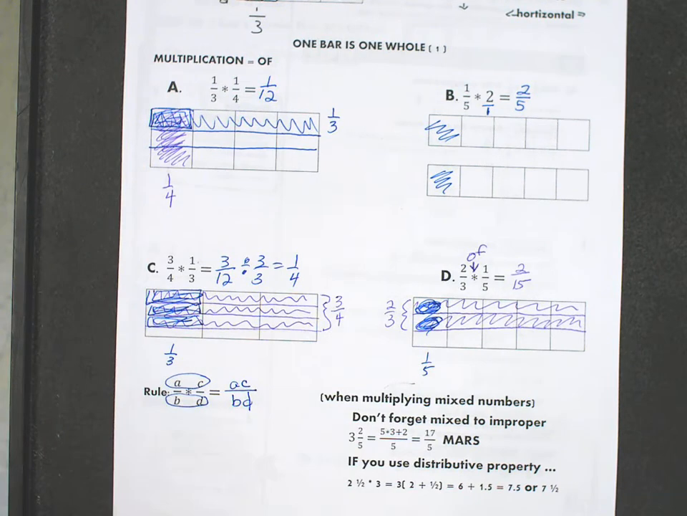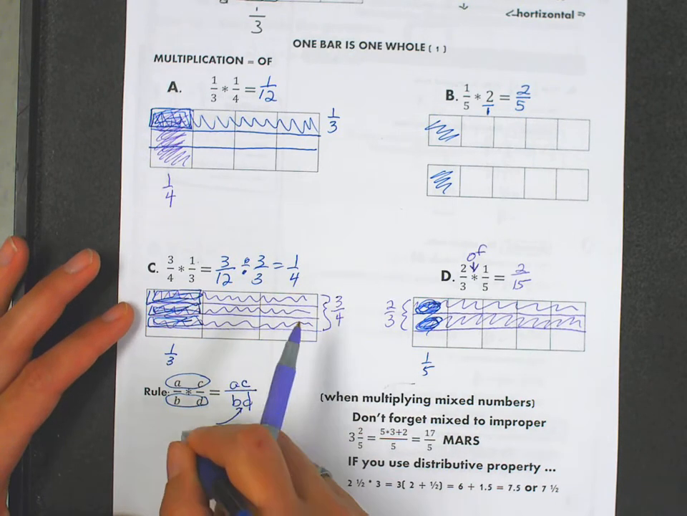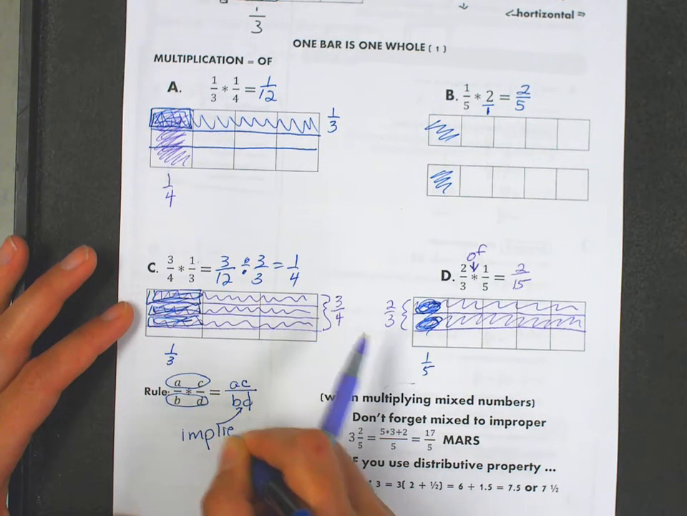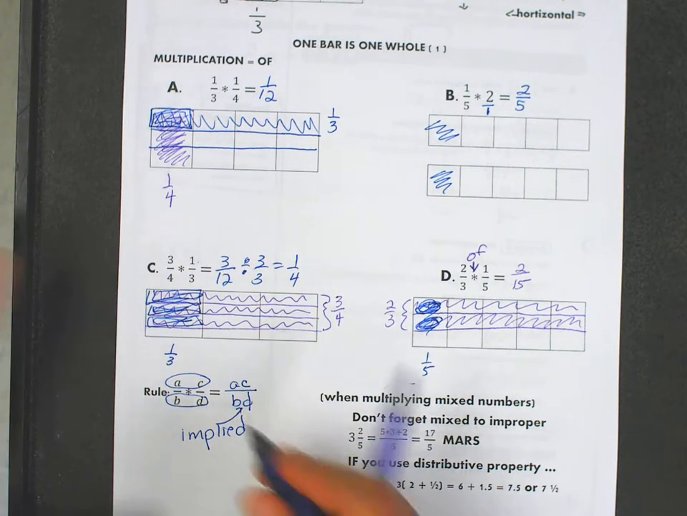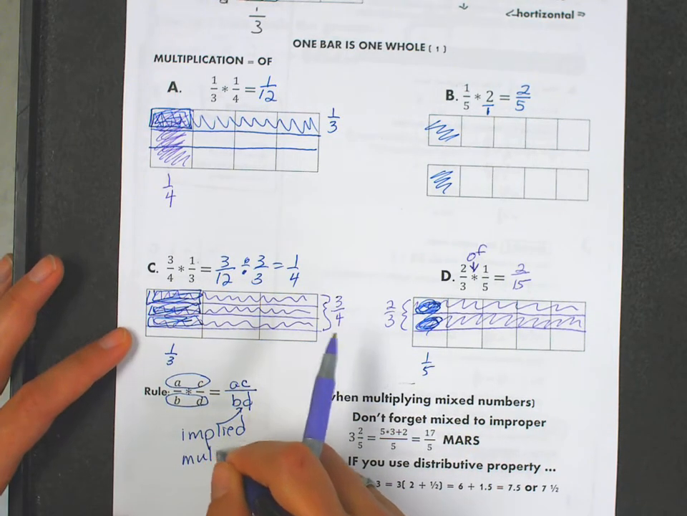When you have letters next to each other, you don't need to put the times sign in between. It's called implied multiplication. Implied. I meant it. I didn't say it, but I meant it. That's what implied means.